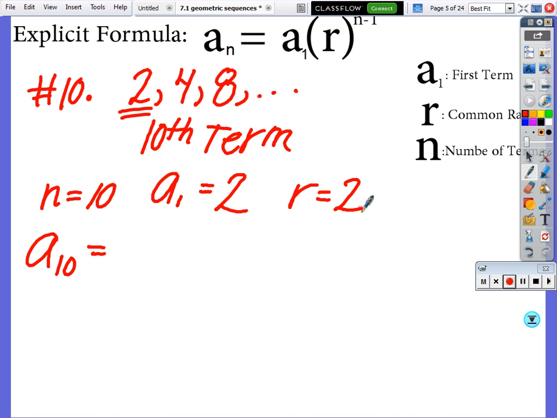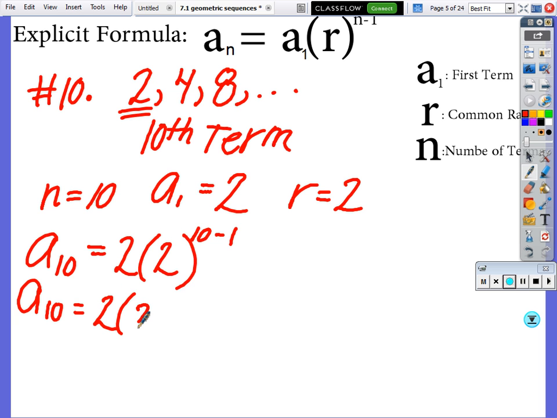So let's just substitute that into our formula now. So a sub 10 is equal to a sub 1, which is 2, times our common ratio, which is 2, I'm plugging it into the formula, raised to the n minus 1. So now piece by piece, we're just going to simplify this. A sub 10 is equal to 2 times 2 raised to the 10 minus 1, which is 9.